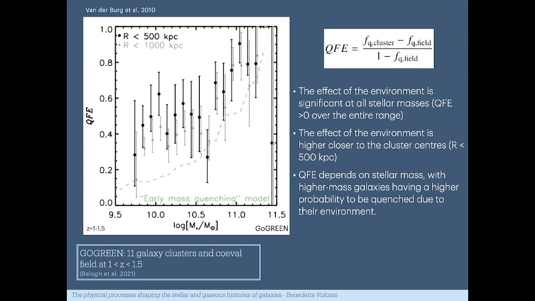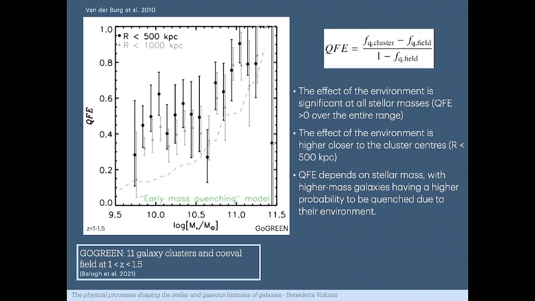However, we also have signatures that clusters were already able to quench star formation. Here is the quenching fraction efficiency. Here you have the formula. This quantity tells us how many galaxies are quenched due to the environment with respect to the fraction of quenched galaxies in the field at the same epoch. First of all, we see that this number is larger than 0, so we already have an excess of quenched galaxies in clusters compared to the field. We also see an increase with stellar mass, so more massive galaxies were already more quenched at high redshift.